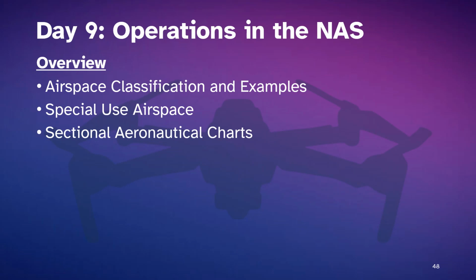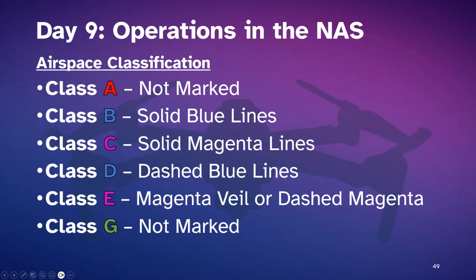Today, we'll be going over stuff that's both applicable to the Part 107 commercial drone operator test and the FAA private pilot exam. Going to be going over airspace classification, markings, and a couple of examples, special use airspace, and breaking down sectional charts. So, first off, there we go.